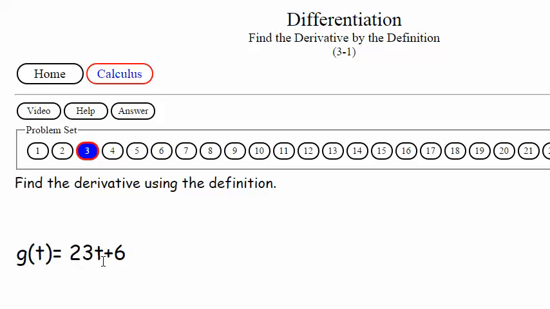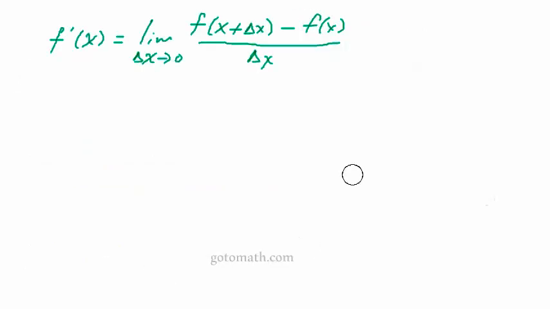I was hoping some smaller numbers would come up, but that'll work. So we have g of t is equal to 23t plus 6. G of t, let's all write that down. 23t plus 6. Alright. We got it written down, and look, magically appeared on the board there. So we've already got the definition of the derivative written up. So this is our definition.